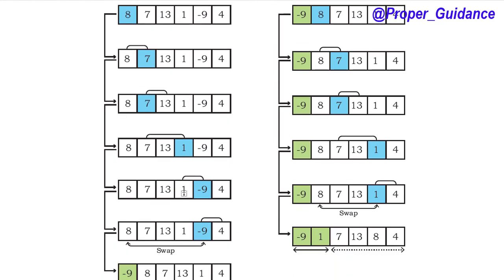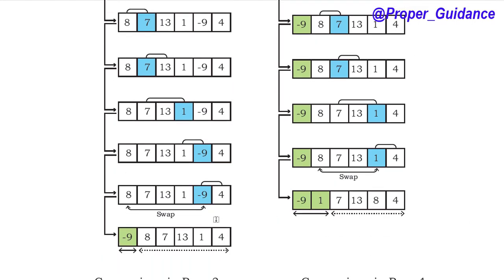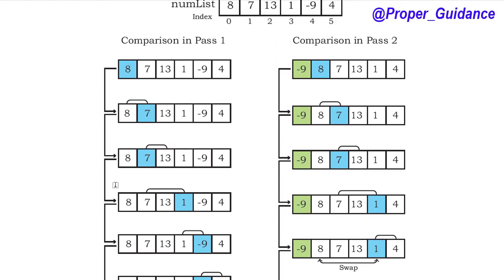1, -9, 4. It gets the smallest number -9, and when it gets the smallest number -9, it will swap to the leftmost index position, and -9 will be fixed here. In index number 0, this element is fixed, and for the next pass, the remaining section from index number 1 to index number 5 will be considered, and this green box will not be considered. This is fixed. Clear?